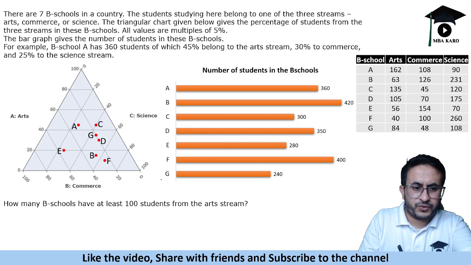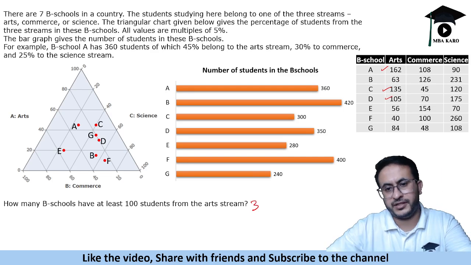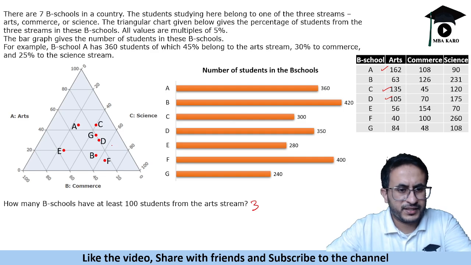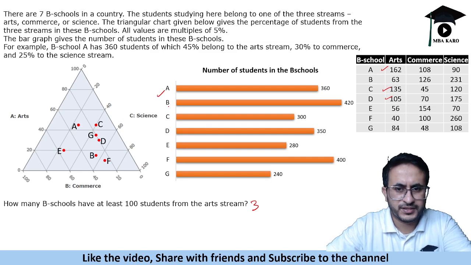Now let's look at the questions. How many B schools have at least 100 students from the arts stream? 1, 2, 3 B schools. For this you would have to calculate the number of students from the arts stream, and probably by elimination you can see how much the arts stream is. A is definitely there because A is around 50% of 360. B is less than 20%, so B cannot be there. C is significantly high. D is 30%, so it is also there.